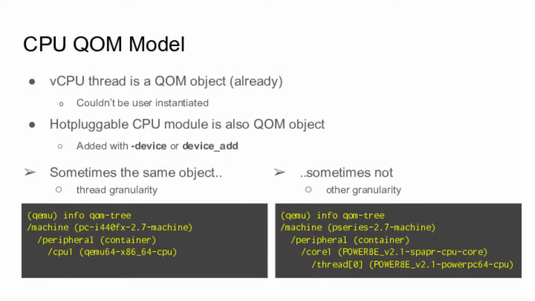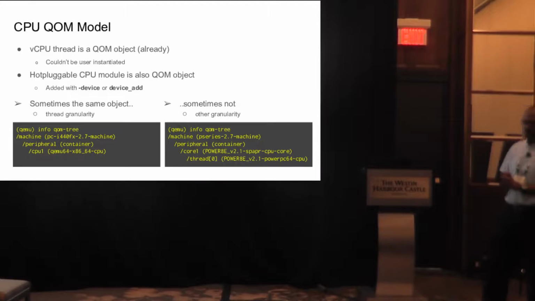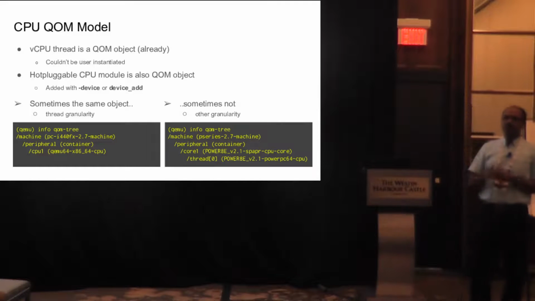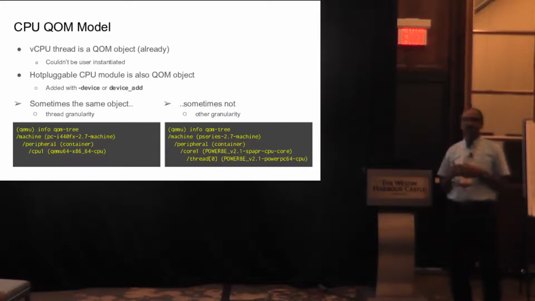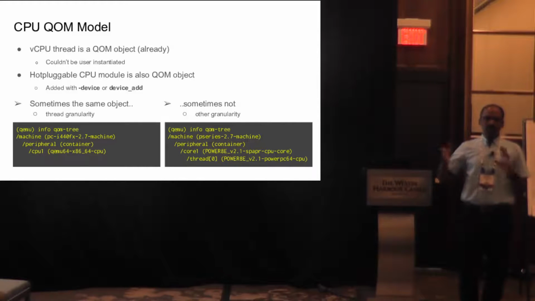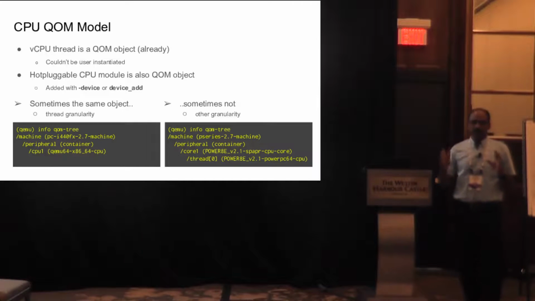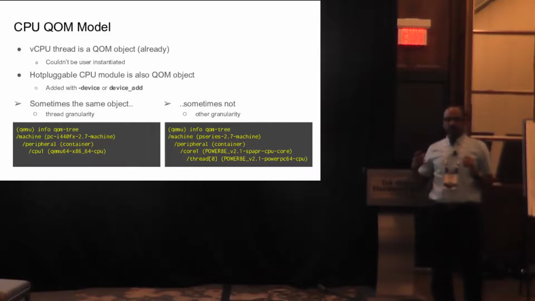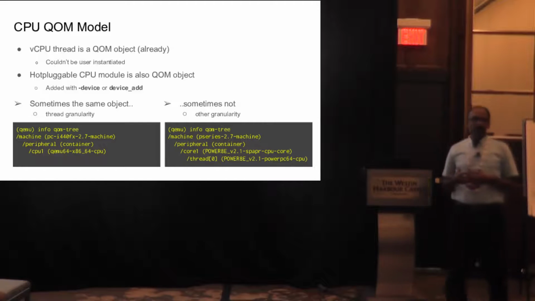Yeah, so let's look briefly at the CPU QOM model. The vCPU thread, which eventually ends up doing the KVM run ioctl, was already represented as a QOM object for most of the architectures, I would believe. What we wanted is a different unit called the hotpluggable CPU unit or hotpluggable CPU module. And we wanted this too to be a QOM object derived from device class, so that it becomes possible for the user to instantiate this hotpluggable CPU object by means of the -device or device_add command.